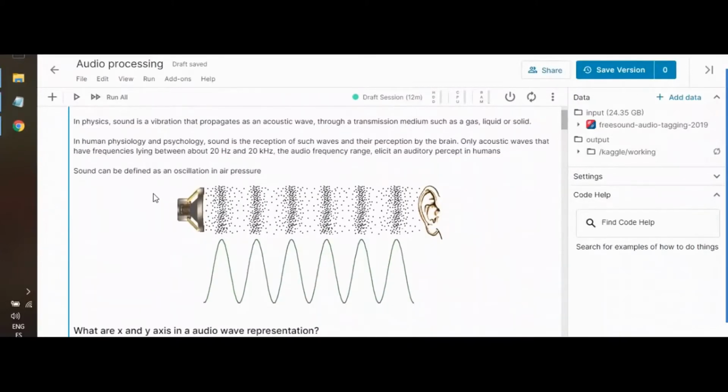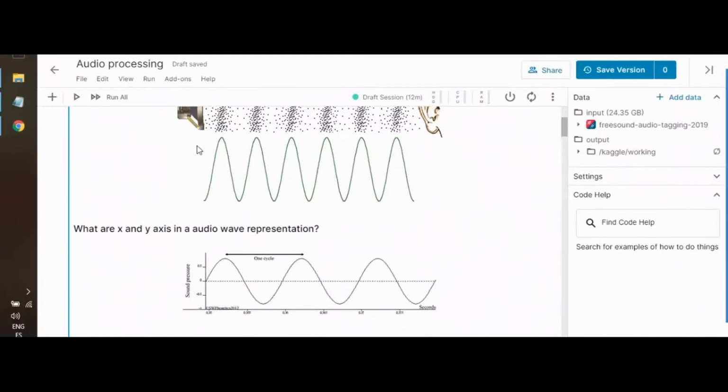So sound can be defined as an oscillation in air pressure, where you will have molecules of air, and when the molecules are close together, you will have higher pressure, and when they are further apart, you will have a lower pressure. So you can represent these differences in pressure as a wave. This is a sinusoidal signal, a periodic signal. And you can measure, for instance, a representation of space in the x-axis, or also a representation of time in the x-axis. And in the y-axis, you can measure the pressure differences between each point of space.